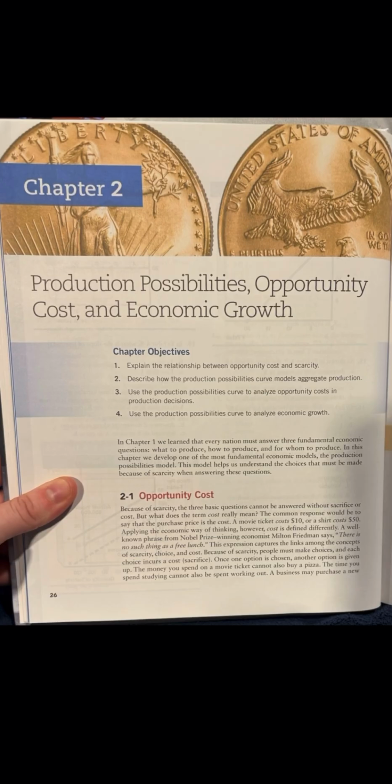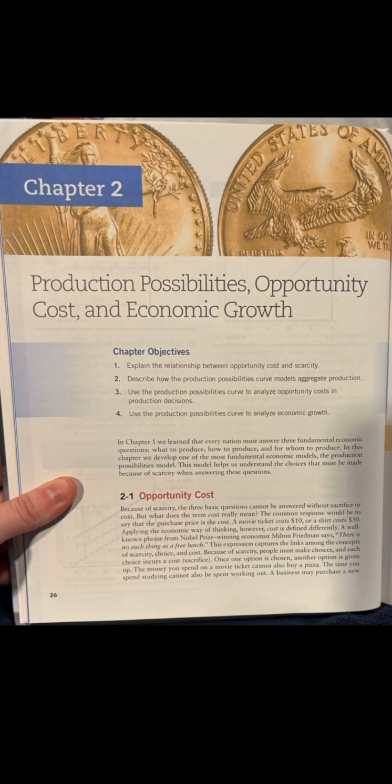Chapter Objectives. 1. Explain the relationship between opportunity costs and scarcity. 2. Describe how the production possibilities curve models aggregate production. 3. Use the production possibilities curve to analyze opportunity costs and production decisions. 4. Use the production possibilities curve to analyze economic growth.